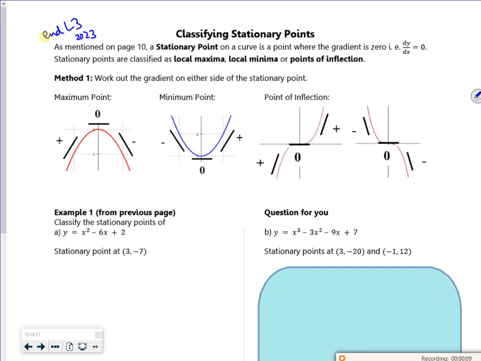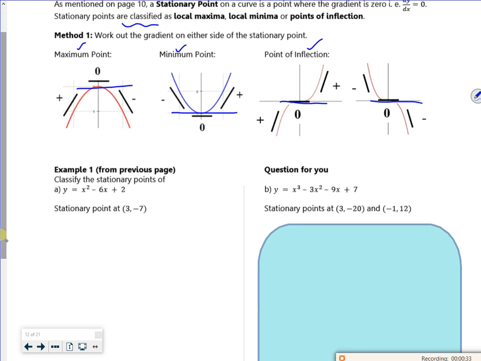So it says stationary points are where the gradient is 0. So there's your gradient, the gradient is 0. But we can classify them. So we can have a max point, a min point, or points of inflection. So one way to do it is to look at the gradient on either side of the stationary point.